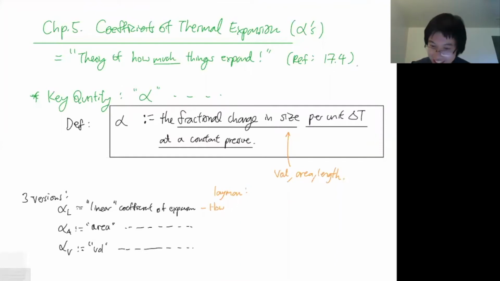So you would say something like, how much would the length change per change in temperature? Let's say I change 1 degree Celsius. If I increase it from 20 degrees to 21 degrees, or 21 degrees to 22 degrees, how much would the length change?